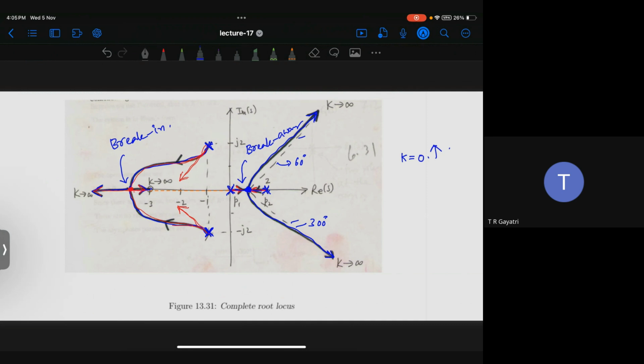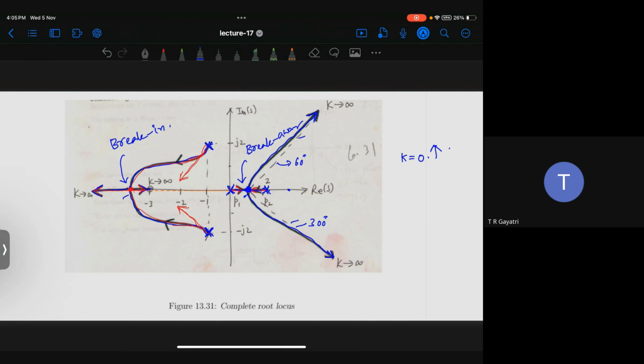How do we calculate break in? That will come in next examples. So how do we calculate break away? How do we calculate break in? Now you see here, break away is not the centroid. That is different. Luckily here the centroid and break away look the same, but they are different. Sometimes the centroid may also come here. So both are different.